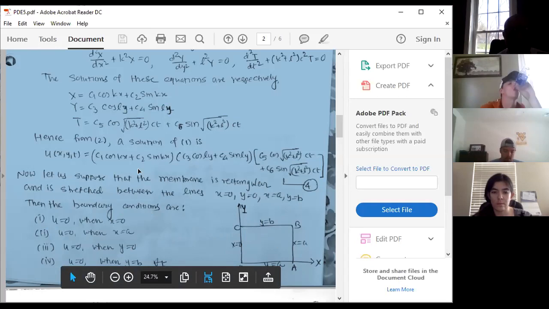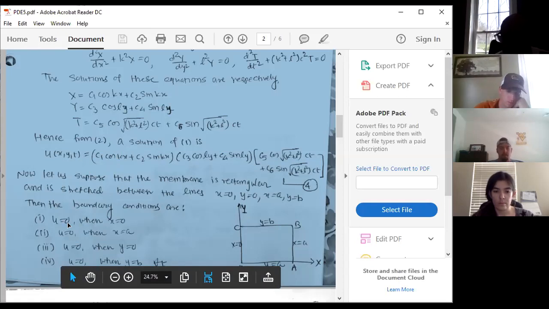If you apply this boundary condition on your last equation, equation number 4, if you take u equal to 0, then this part is 0. x equal to 0, cosine 0 is 1, so C1 is there. Sine 0 is 0, everything is 0, so C1 equal to 0. So this factor will get cancelled out.